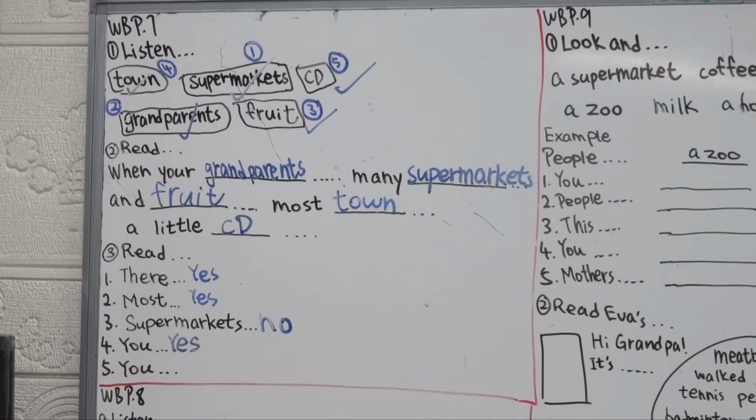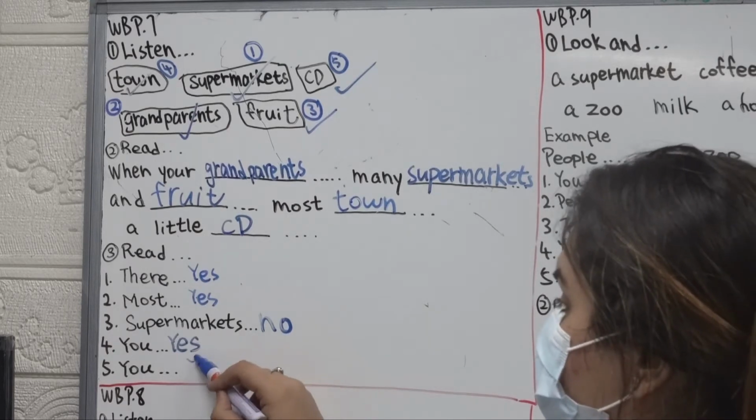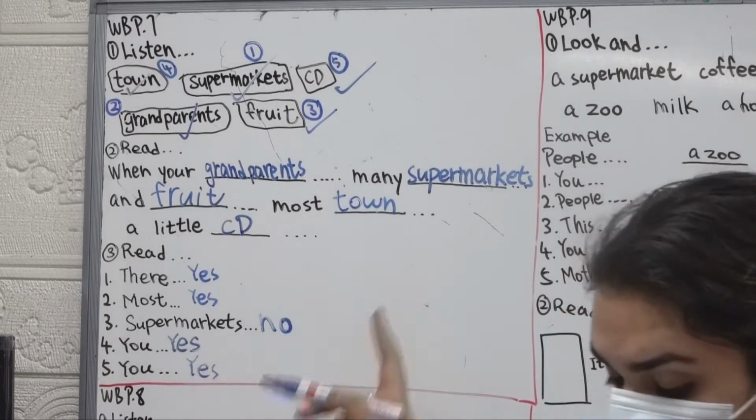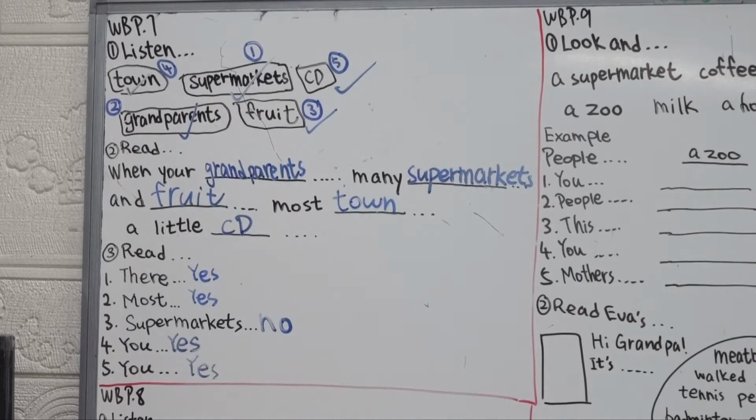Number 5. You can buy big or small things at the supermarket. Is that true? Yes, according to here, it's true, right? It says you can buy everything from little to huge. So little means something that is small, right? And huge means something that is very, very big, like a television, right?